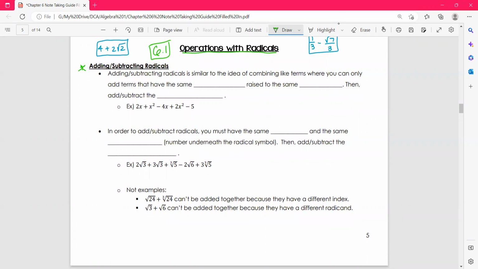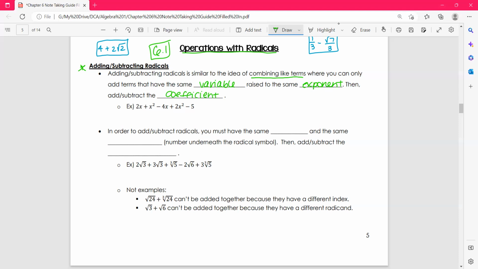So a couple notes to start here. Adding and subtracting radicals is similar to the idea of combining like terms. We know how to combine like terms, so just always come back to that because it's something we know how to do, where you can only add terms that have the same variable, right? We can only add terms that have the same variable raised to the same exponent. That's not new. Then add or subtract the coefficients, the number in the front. Right, so that's a skill we've learned how to do before.